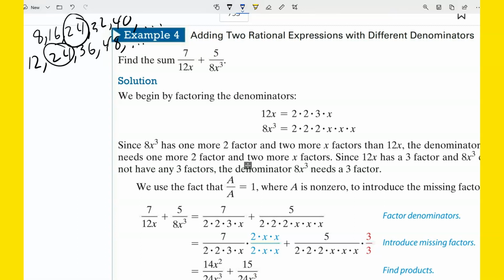So what do I need to multiply the 8 by to make it become 24? I need to multiply it by 3. Because 8 times 3 is 24. And I need to do the same thing on the top that I did to the bottom.